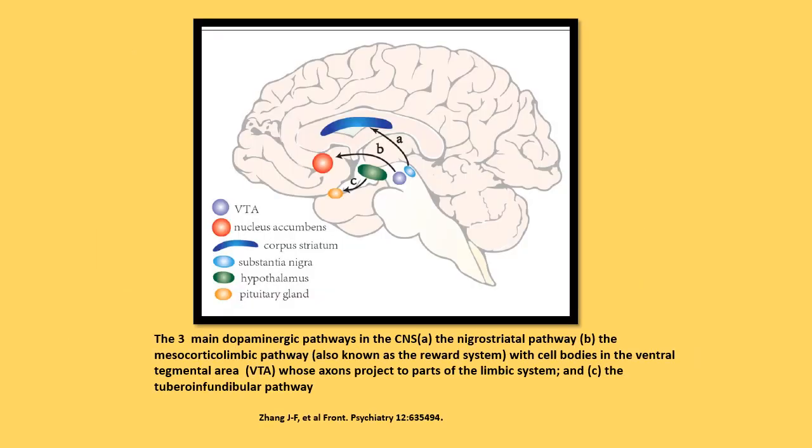This graphic shows the three main dopaminergic pathways in the CNS, with A, the nigrostriatal pathway, B, the mesocorticolimbic pathway, also known as the reward system, with cell bodies in the ventral tegmental area whose axons project to parts of the limbic system, and C, the tuberoinfundibular pathway.